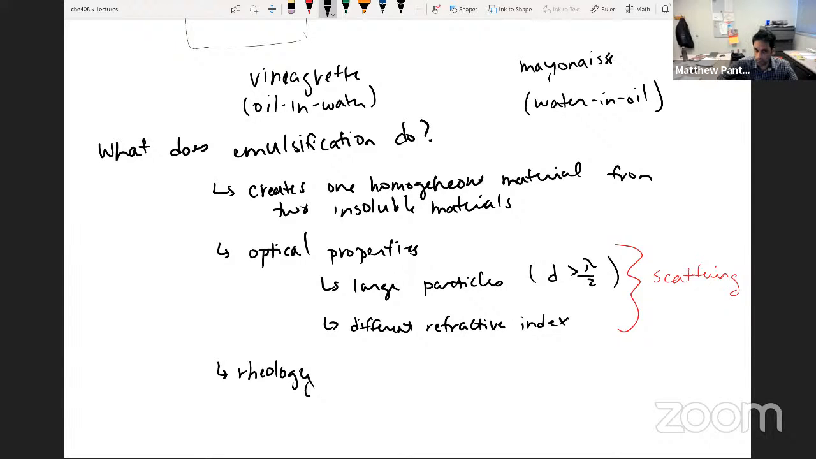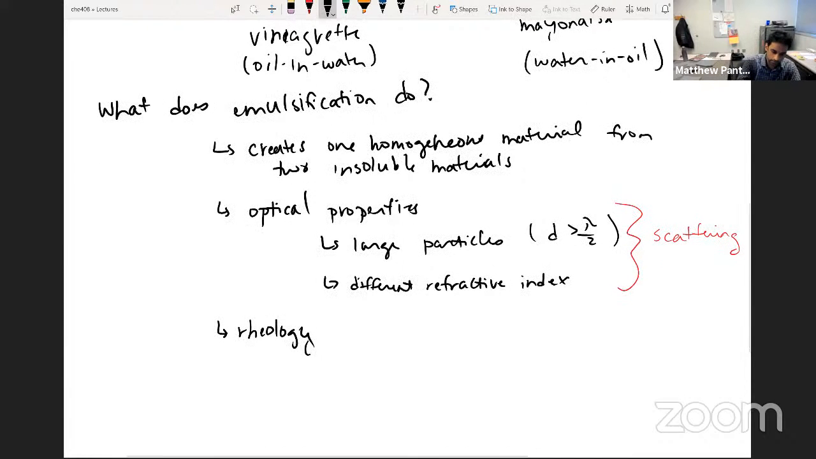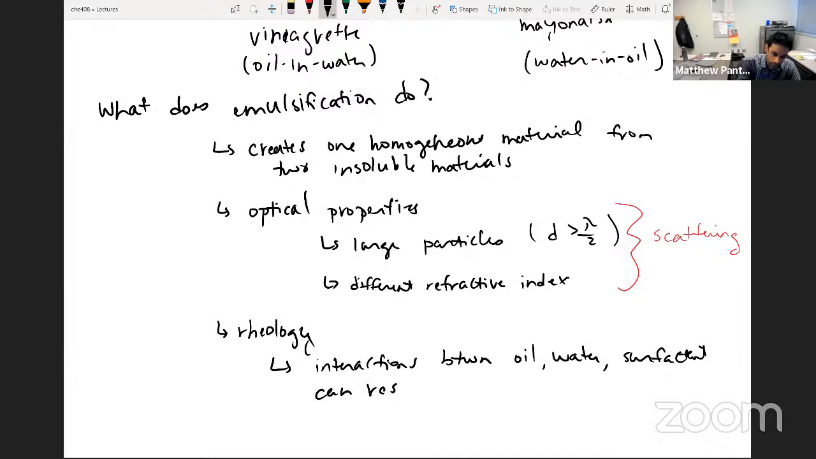And as we'll see in a moment, the particles under certain conditions aren't exactly spherical. They can be much more complicated than that, which can lead to structure. That's the key aspect here: the interactions between oil, water, and surfactant can result in complex structures.